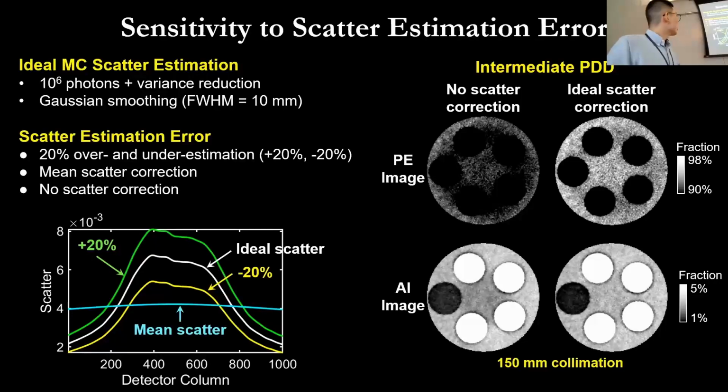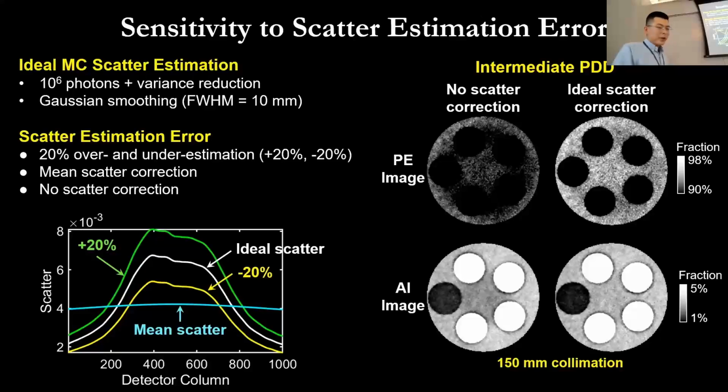So we run 4 extra cases. We have a 20% over and under estimation of scatter. We created this by directly scaling our ideal scatter simulations. You can see the green lines and yellow lines in this plot here. We also run a mean scatter correction, or some of you call it constant scatter correction.